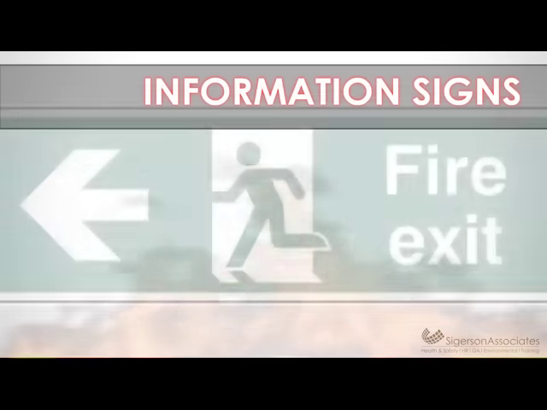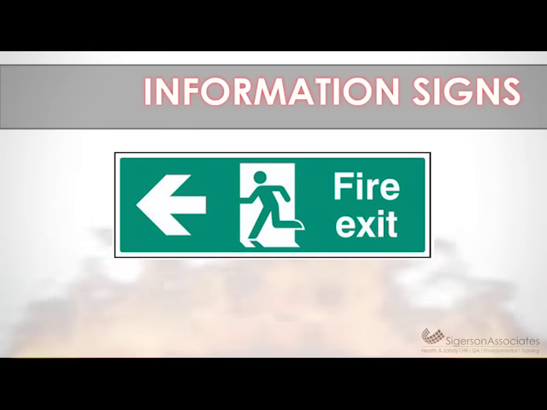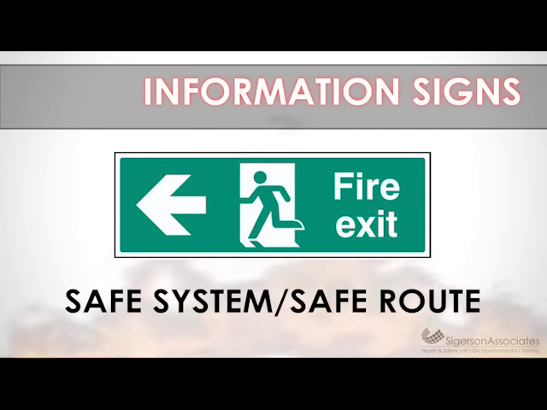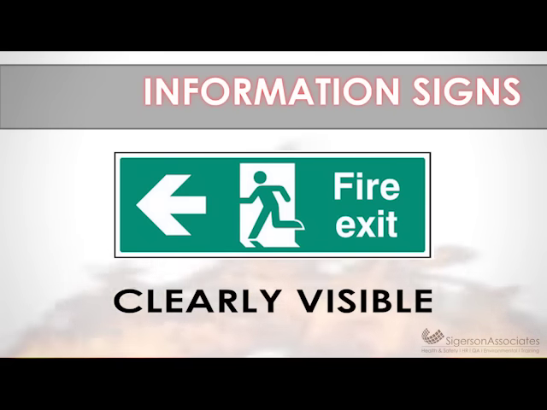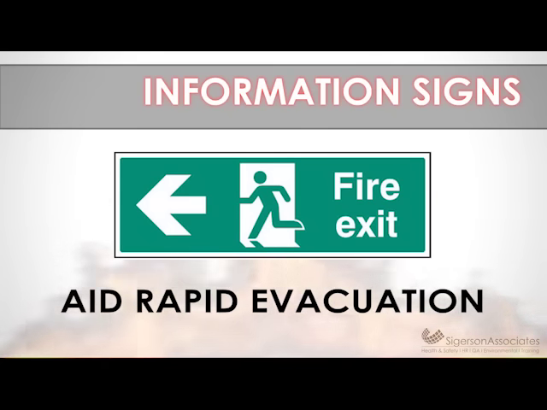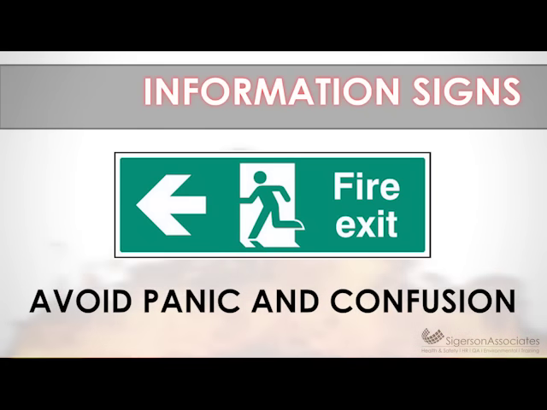And finally, information signs, for example, fire exit. Information signs are displayed on a green background. These signs indicate a safe system or safe exit route. Remember, fire exit signs should be clearly visible in an emergency to aid rapid evacuation and avoid panic and confusion.